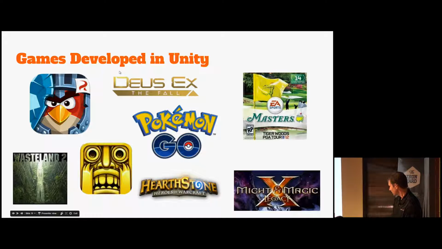Games developed in Unity. So here's just a handful of some bigger titles that I thought were developed in it. We've got 2 of the Angry Birds titles, Deus Ex, Pokemon Go, Tiger Woods Golf, Wasteland, Temple Run, Hearthstone: Heroes of Warcraft, and one of the Might and Magic games. Also, there's Kerbal Space Program, and Crossing Grid. And then hundreds of indie games that have been developed.